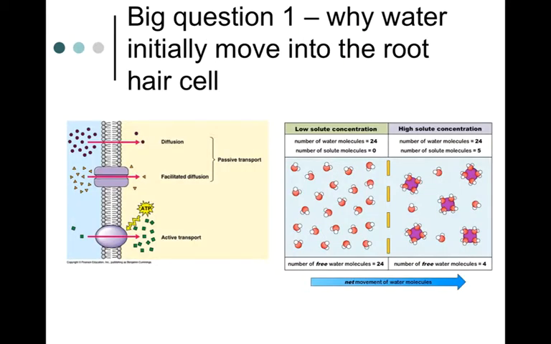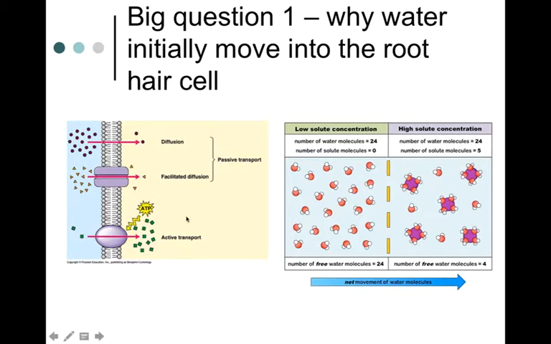So how is this relevant? The first major big question is why the water gets into the root hair cell in the first place. If we imagine that this is our root hair cell, and this is the outside of the root, so this is the soil, then what's going to be happening initially at that root hair cell is active transport. Basically these inorganic ions, these potassium ions, the types of ions like nitrates and magnesium, are getting pumped into the cell.